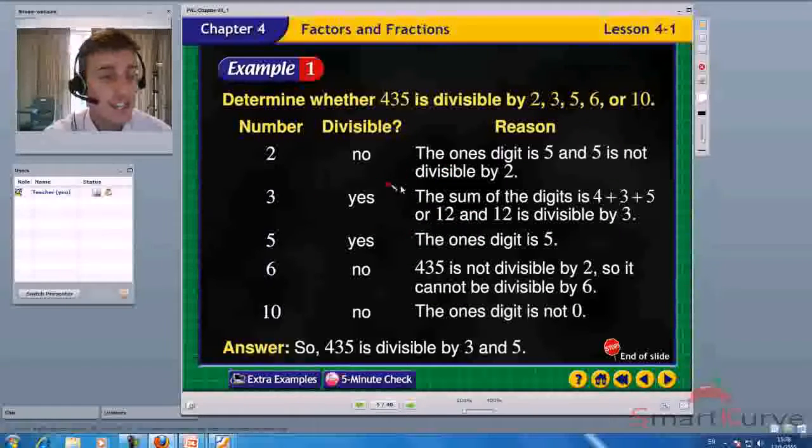5: the ones digit is a 5, so you know that it is divisible by 5. 6: no, 435 is not divisible by 2, so it cannot be divisible by 6. And 10: no, the ones digit is not a 0. This would have to be a 0 for it to be divisible by 10.